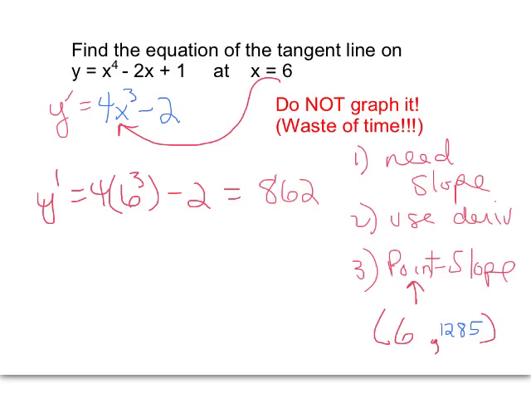All right, we're ready to go. We do y minus 1285 equals 862 times the quantity x minus 6. That's the answer. Maybe if it was a multiple choice question, you might have to convert it to y equals mx plus b form, but since I didn't say anything, just leave your answer like that and you're good.